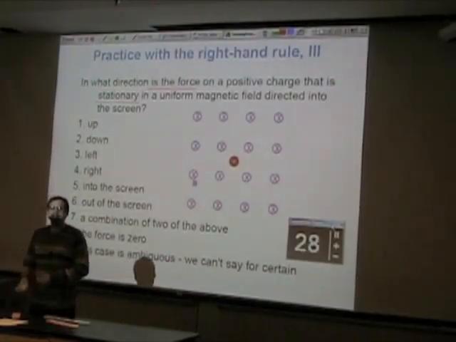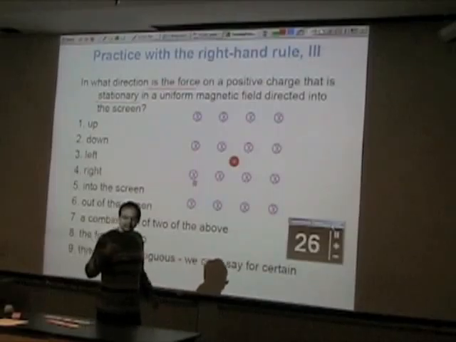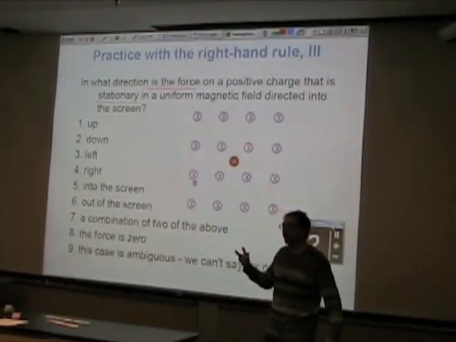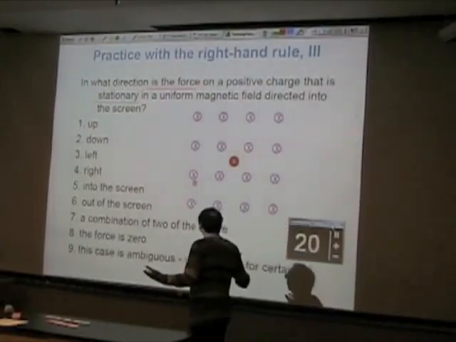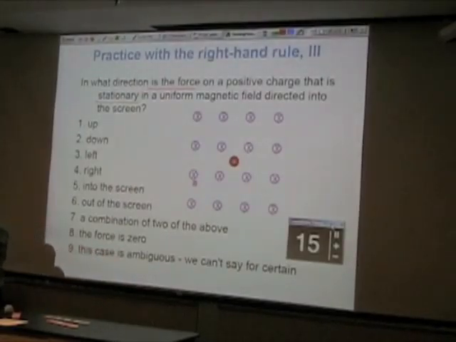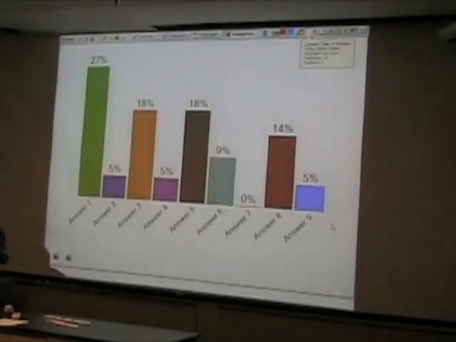So if we want to relate three directions, we have to use our right hand. And of course, we have to keep in mind the expression for the magnitude of the force just in case. And here, the most popular answer is wrong.